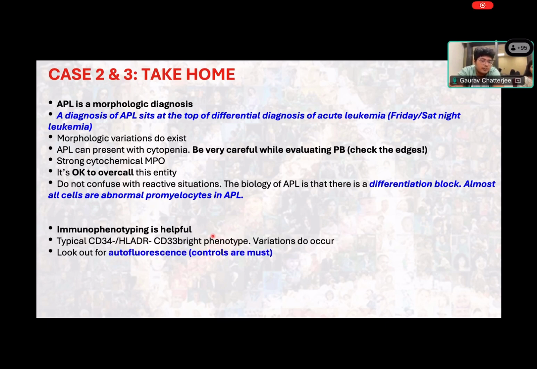And immunofluorescence is helpful, although it's not very specific. But look out for autofluorescence. Like in our case, CD34 seemed to be positive, whereas it actually was not. So controls are a must in these cases. So that's what we learned from APML.